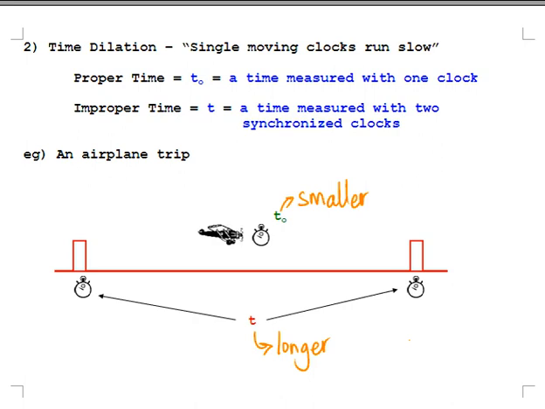That gamma value tells you how different the clocks will be. So let's say that the airplane is traveling at 90-ish% the speed of light, which I think gave us a gamma value of around 2. That means the clocks would be different by a factor of 2.